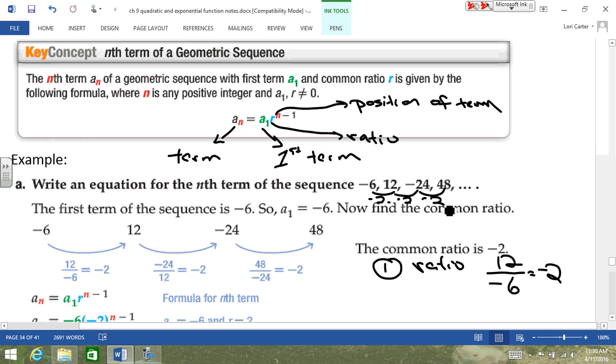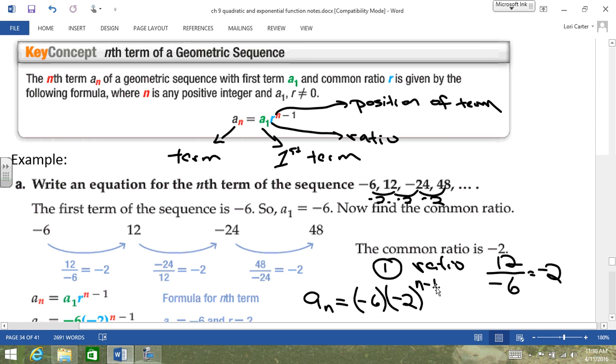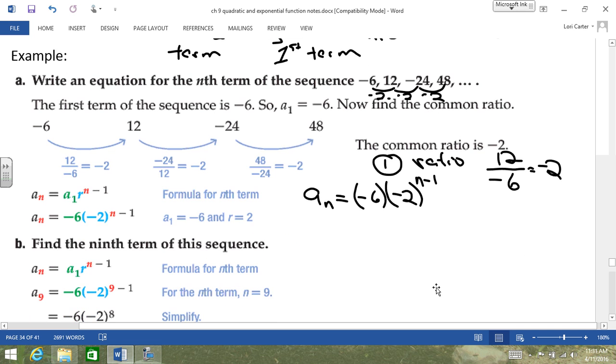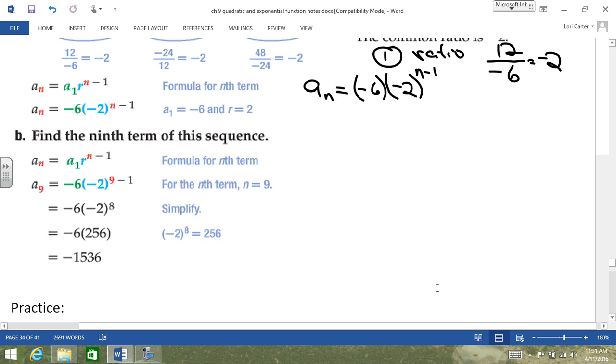Okay, so what's my equation? A sub n equals negative 6 times negative 2 to the n minus 1. How would you get negative 6? Negative 6 is your first term, A1.